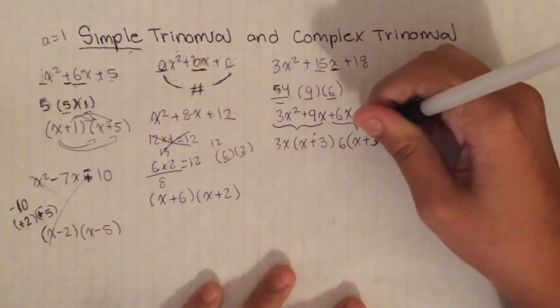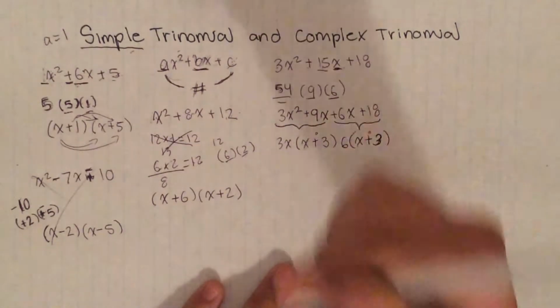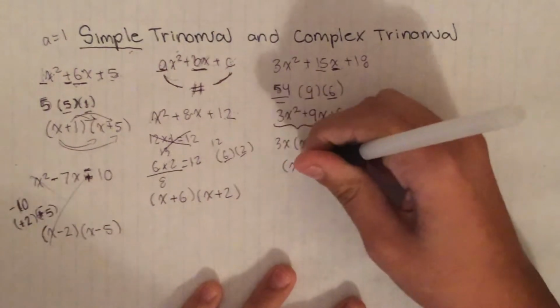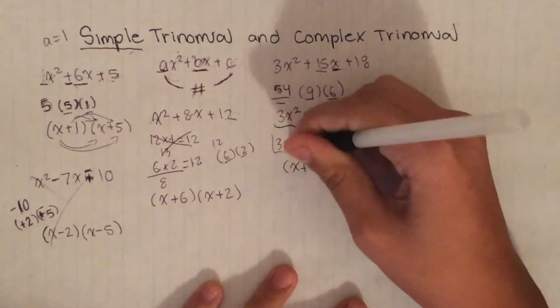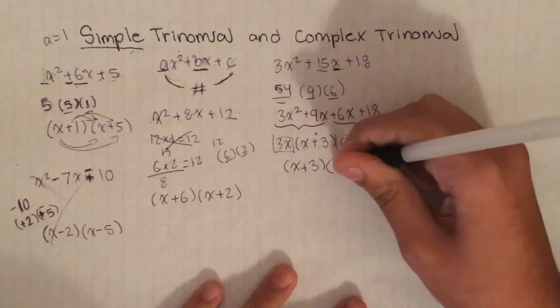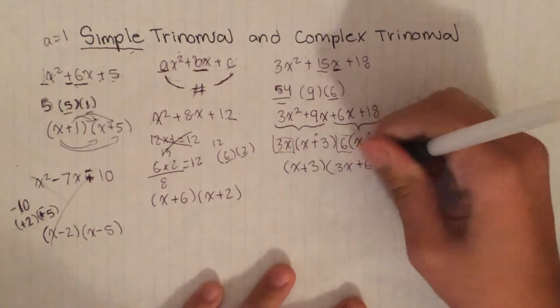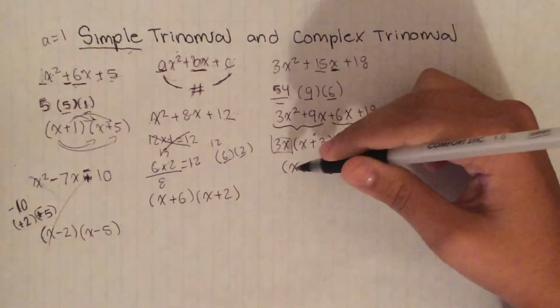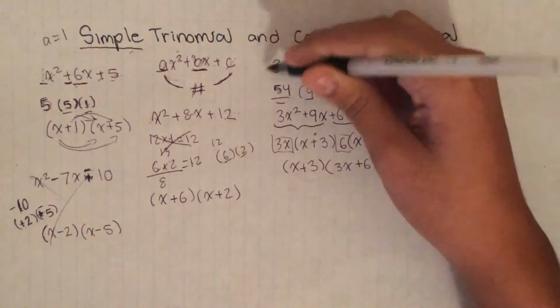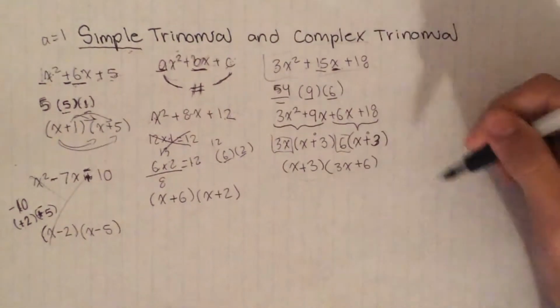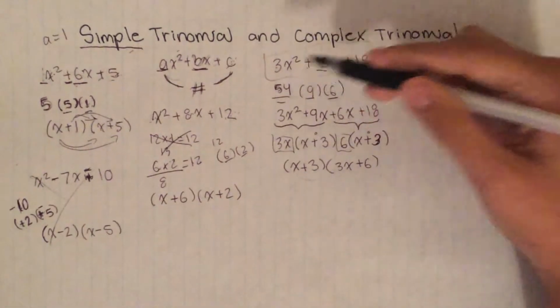So now we have our binomial factors here, and we're just going to group it here, 3x, and we're going to get our leftover terms and put it in the next one, 3x plus 6. And this is your answer. And if you want to check it, you could just expand to get this answer. And that's how you do it for complex trinomial with a in front.